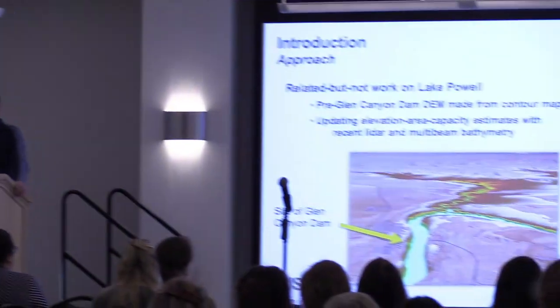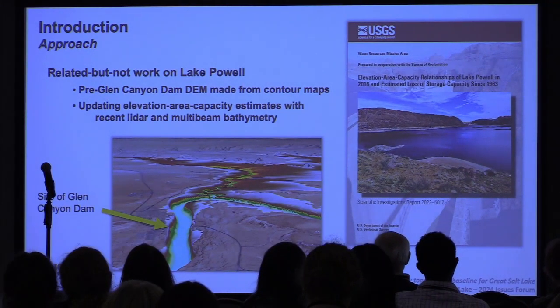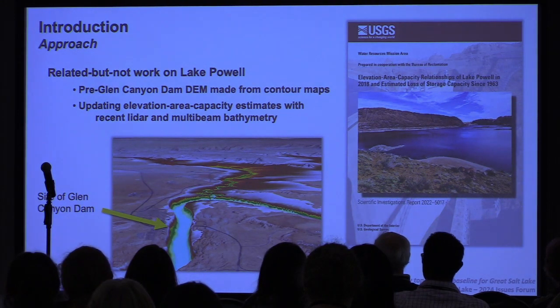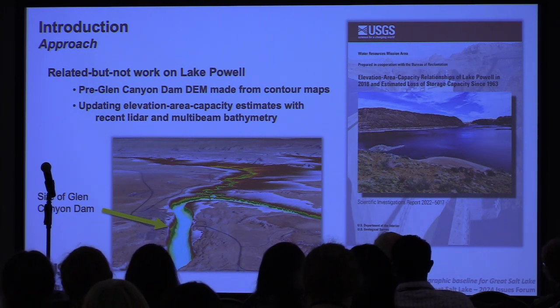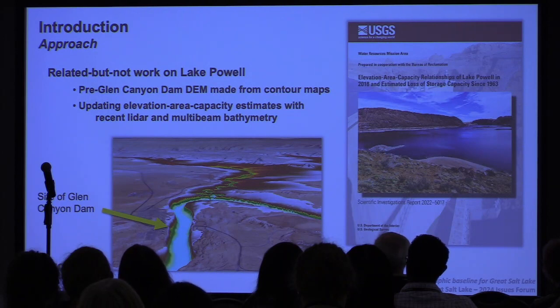Okay, so just looking at the approach for all this, this is kind of right in my wheelhouse because just years ago, in 2018, the USGS was involved in a foreign program on Lake Powell, and in support of that, I put together a digital elevation model using contour maps from the 1940s and 50s. And so that involved digitizing these old contour maps and then interpolating them into a three-dimensional geospatial readable format. And so that was part one of that.